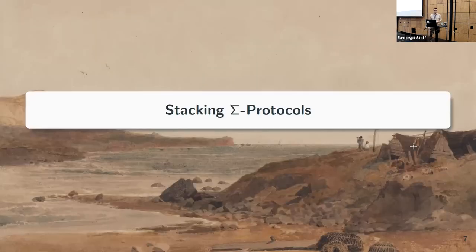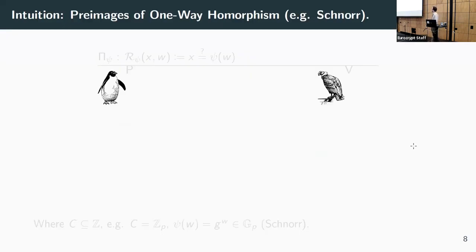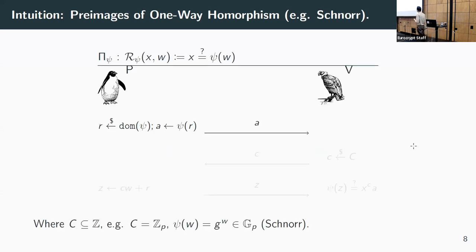And so which Sigma protocols does it apply to? In order to build some intuition, let's start with this Sigma protocol for proving one-way pre-images of a one-way homomorphism. In this protocol, of which Schnorr is an instance, the prover starts by sampling a random element of the domain. He then applies the homomorphism and sends the image to the verifier. The verifier samples a challenge, and the prover computes this linear combination on the pre-image side and sends this random pre-image to the verifier, who then applies the homomorphism to verify that it's a valid pre-image.